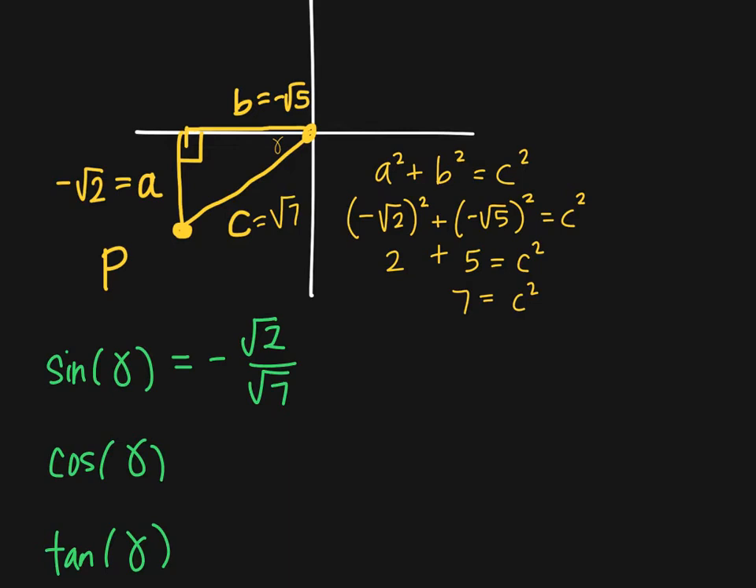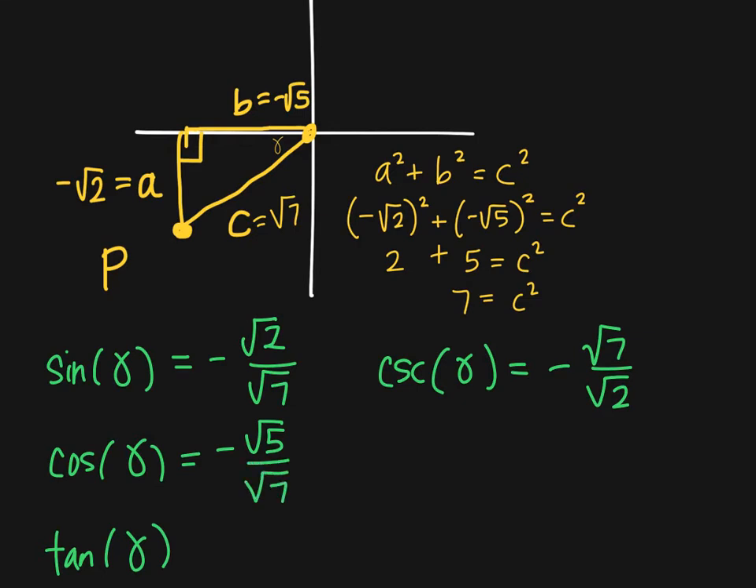But once we have the sine, opposite over hypotenuse, we can also automatically give ourselves the cosecant of gamma. Again, the negative just sort of stays out in front. It's not attached to the numerator or the denominator, so it would be negative rad 7 over rad 2. The cosine would be the adjacent, so that would be negative rad 5 over rad 7. And so then secant would be negative rad 7 over rad 5.